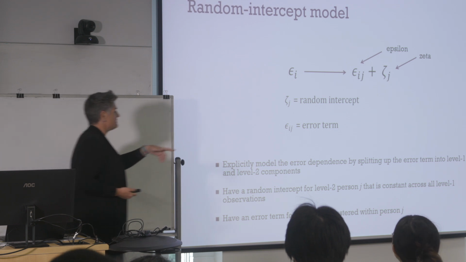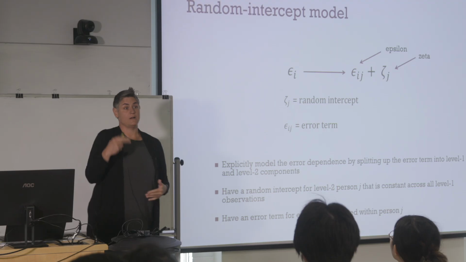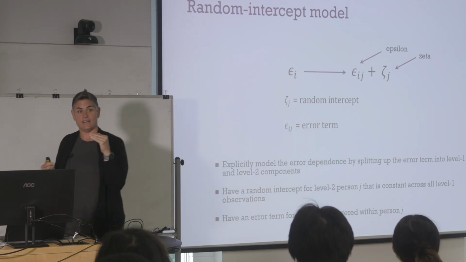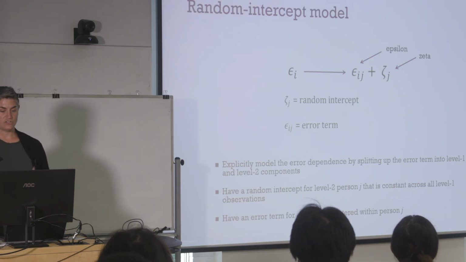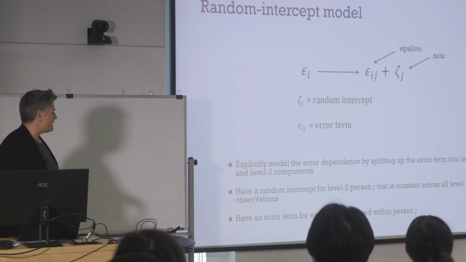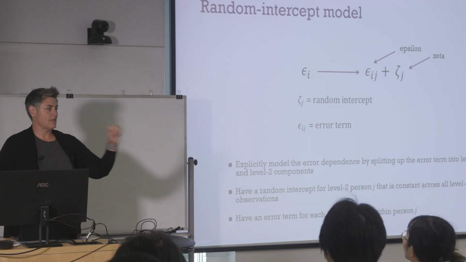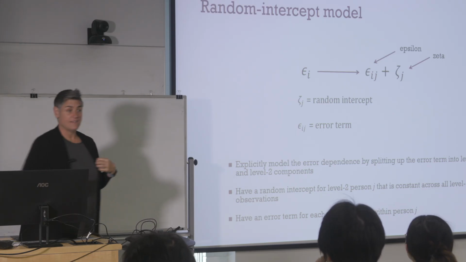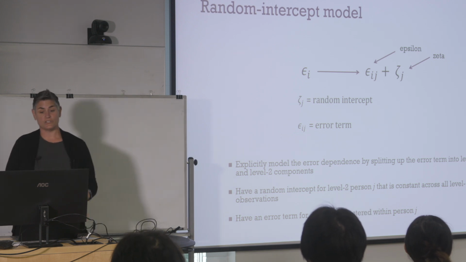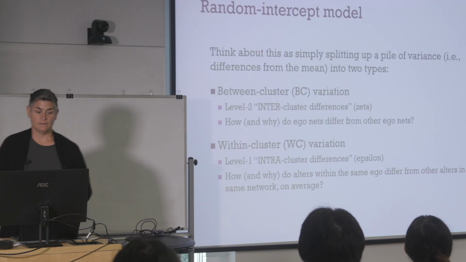Essentially what this means is that each cluster or ego network is going to get their own zeta, their own random parameter. And then the error becomes the extent to which the alters differ from that zeta, rather than from the overall regression line. So we explicitly model this error dependence. We just split it up into these level 1 and level 2 components. We're going to have this random intercept for the level 2 person, the ego, and that's going to be constant across all my alters. And then again, I have an error term for each observation or alter clustered around my zeta, or my random intercept.